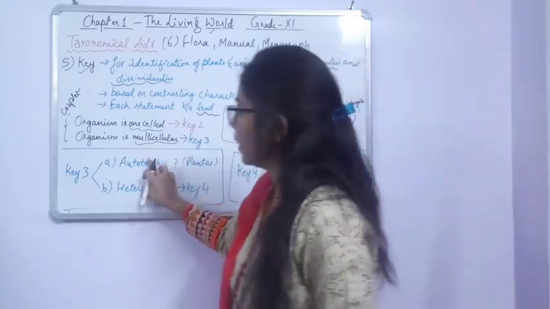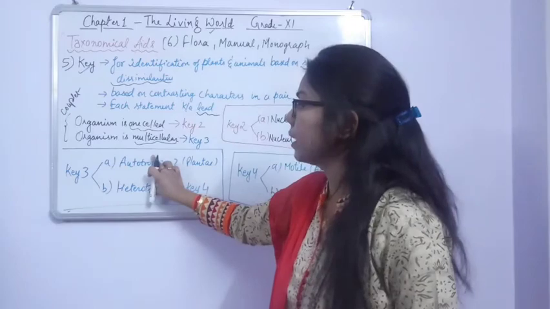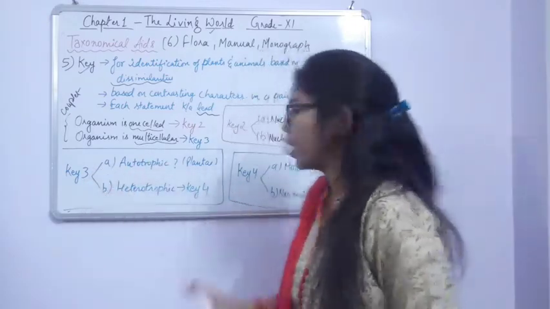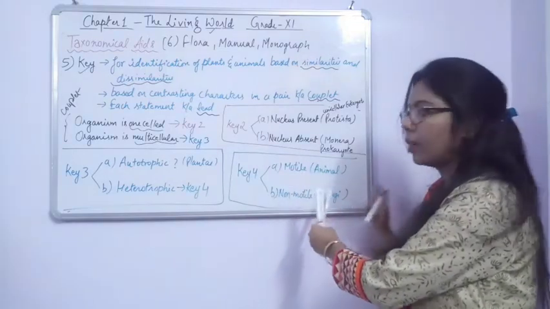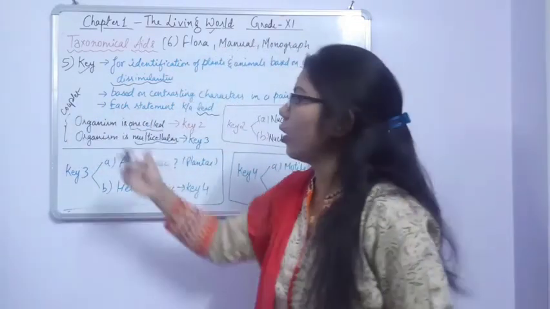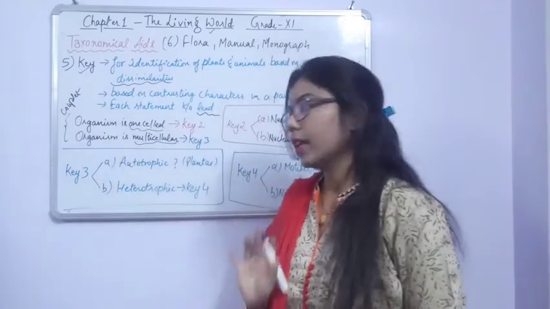Fine. Again, in the third key, two pairs are there. Both are the contrasting ones. Again, they are the couplet. Again, in this key also a couplet. So in every key you will find that a couplet is there, or the pair of contrasting characters.